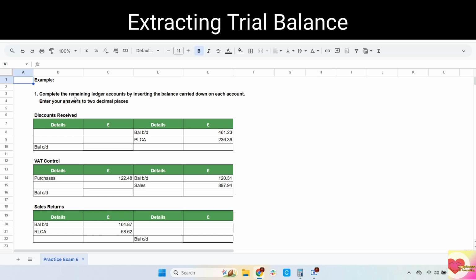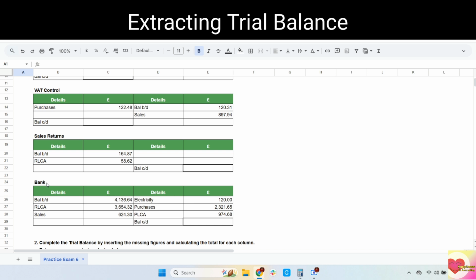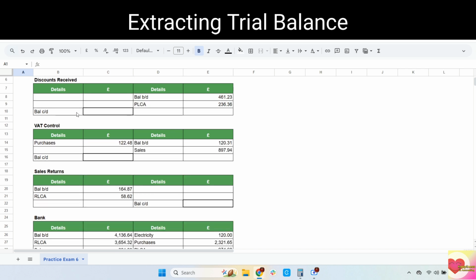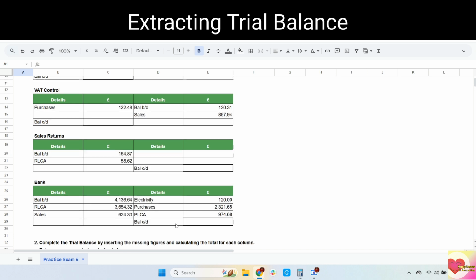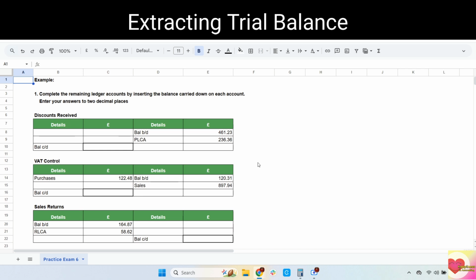Number 1, complete the remaining ledger accounts by inserting the balance carried down on each account. Enter your answers to 2 decimal places. So we have 4 accounts, and we have to insert the balance carried down on each of these accounts. In short, we have to balance each of these accounts, and we already know how to do that by inserting the balance carried down to the side that has the lower total.